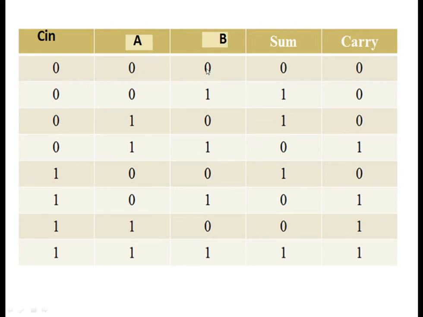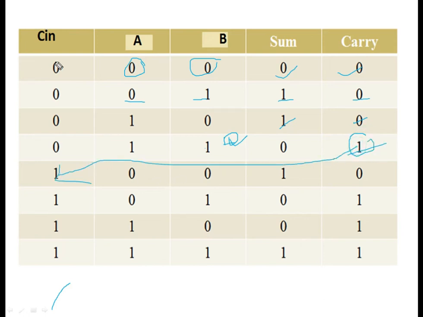See here, we have two inputs, input A and input B, and two outputs, that is sum and carry. This carry we are not taking now. When you add 0 plus 1, you get sum as 1 and carry as 0. When you add 1 plus 0, you get sum as 1 and carry as 0. When you add 1 plus 1, you get 1, 0, that is sum as 0 and carry as 1. This carry acts as an input.